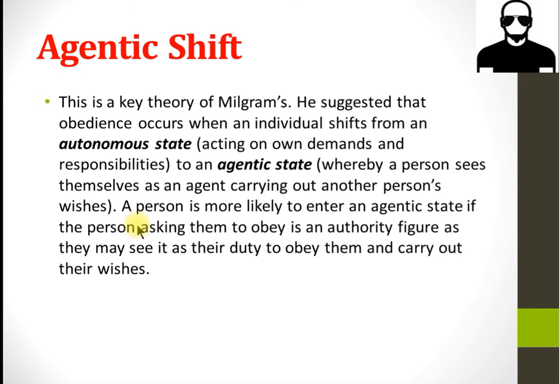So, why do we obey? According to Milgram, one of the reasons why we obey is the agentic shift. Agentic just means agent. Agency. Agency is being in charge of your own actions. So he suggests that obedience occurs when an individual shifts from an autonomous state, acting on own demands and responsibilities, to an agentic state. And that's where we act as though we are an agent of someone else, carrying out someone else's wishes or orders. And that very much means that we feel like that person is responsible.